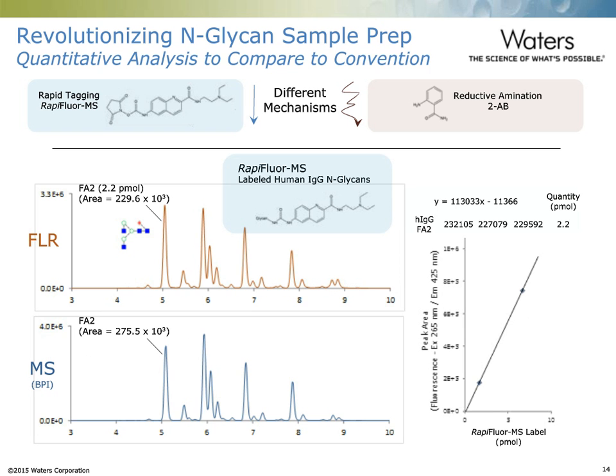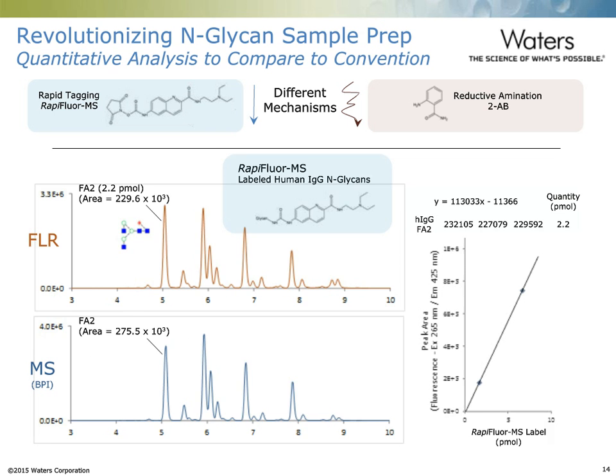Given that rapid tagging and reductive amination are performed by significantly different procedures, external calibrations were established using quantitative standards in order to determine the exact amounts of FA2 glycan loaded onto and eluted from the HILIC column that is being employed in these separations. Using a standard containing RapiFluor-MS labeled N-glycans from pooled human IgG, the shown chromatograms were obtained, and it was confirmed that the FA2 glycan was analyzed at a load of approximately 2.2 picomoles. Response factors could thereby be very accurately determined in units of signal per picomole of glycan.